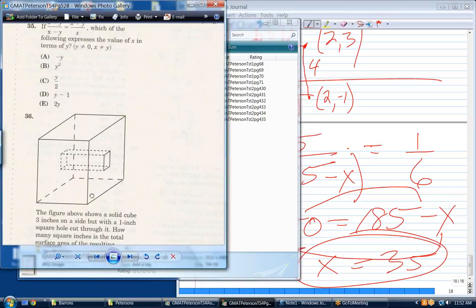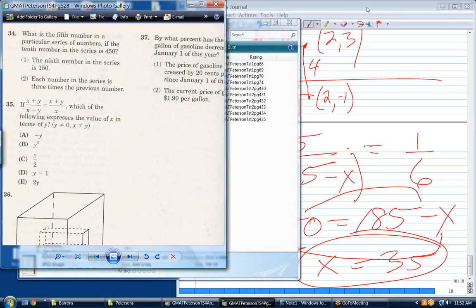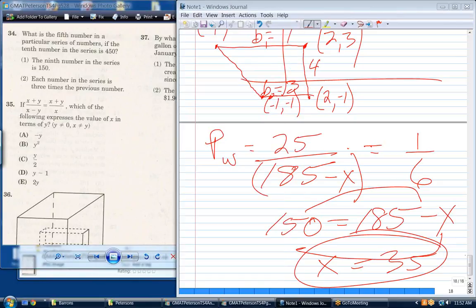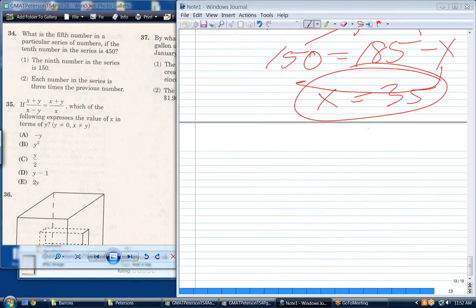Good. Finally a data sufficiency. I say that only half serious. What is the fifth number in a particular series of numbers? If the 10th number in the series is 450. How much do you know about series? Not a lot. Okay, there's all kinds of different series, and they're not telling us what kind it is.